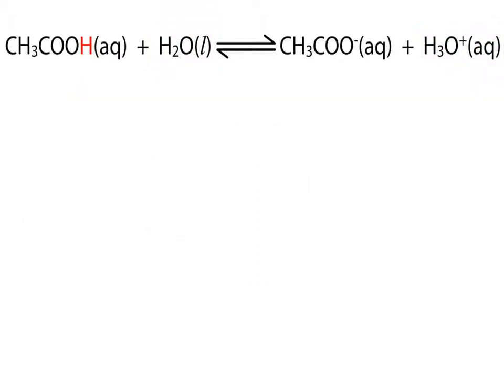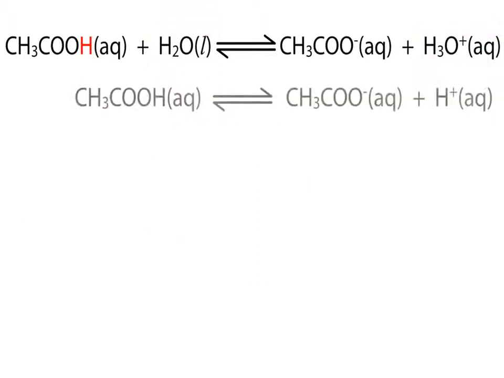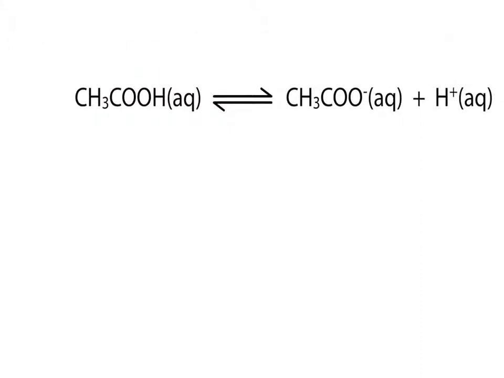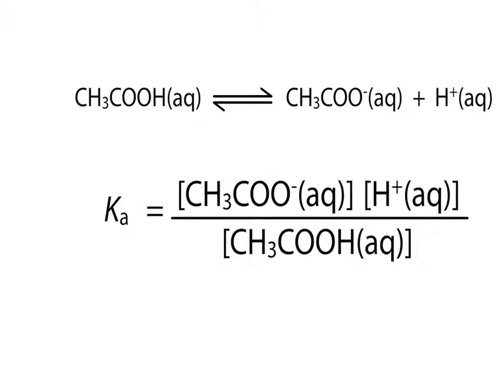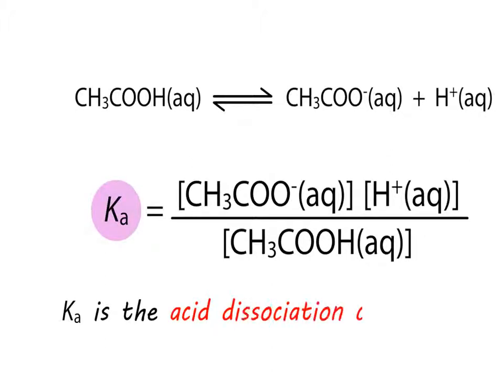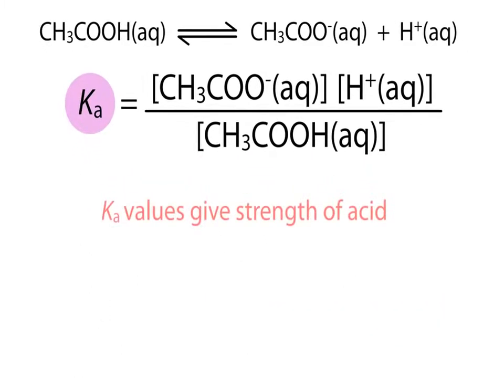This equilibrium is often simplified as follows by leaving out the water and expressing the H3O+ concentration as just H+ concentration. The equilibrium constant for this equilibrium can then be written as follows, and such equilibrium constants are termed Ka. Ka is the acid dissociation constant. Ka is the measure of the strength of an acid, since the larger the value of Ka, the more the acid has dissociated into ions.